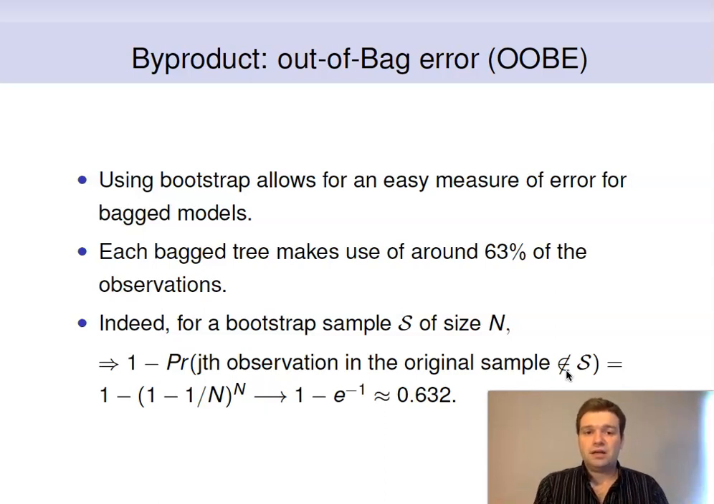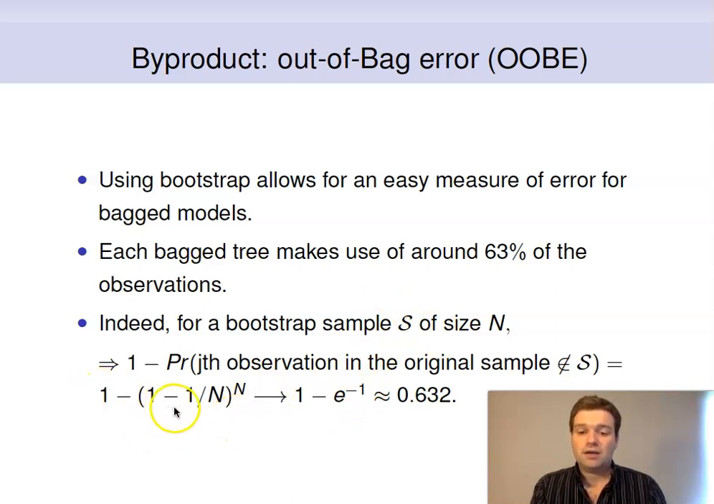Since these draws are independent, we have a product of the probabilities that j is not sampled at a given draw. What is the probability that j is not drawn at a given draw? This is 1 minus 1 divided by n, since j has a probability 1 on n to be sampled. Therefore, the probability that j is never drawn is the product over the independent draws: 1 minus 1 on n, to the power n. This is the probability that the jth observation is never drawn for the bootstrap sample S.